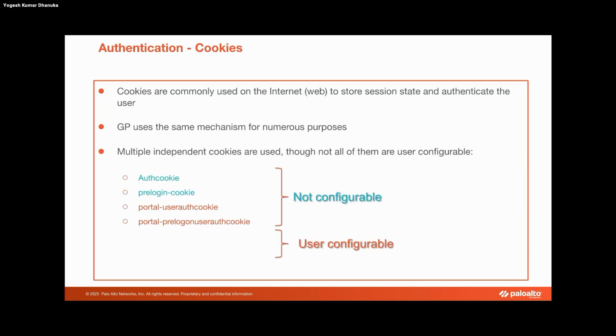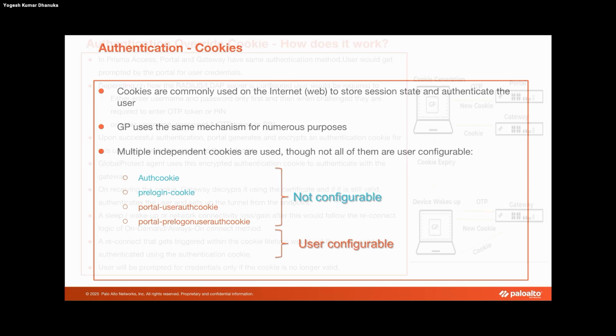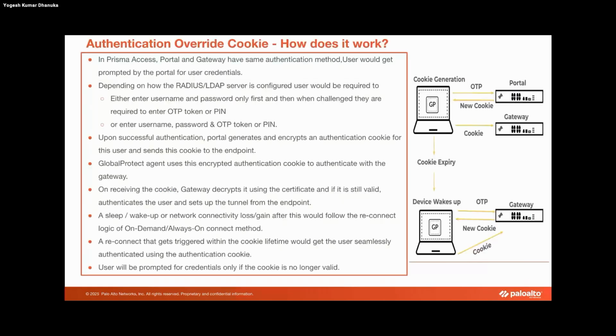Now, in the GlobalProtect world, there are multiple authentication cookies. There is a portal configuration cookie, there is a pre-logon cookie, and there is an authentication cookie. As we discussed, once your authentication is done to the portal or gateway, your cookie is generated, and the GP gets the cookie.